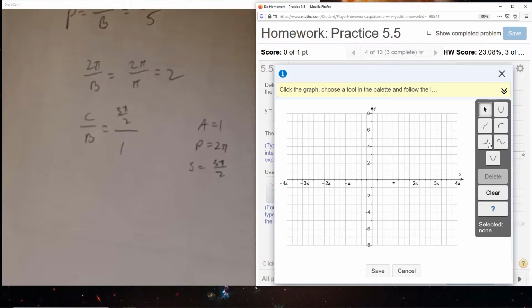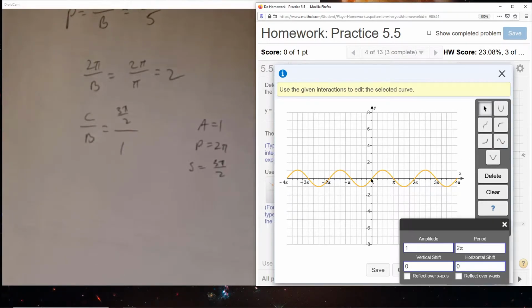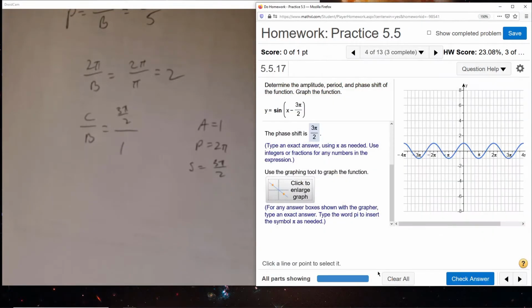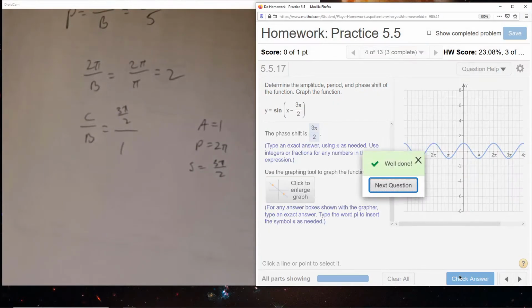Choose the sine function, and our amplitude is 1, our period is 2 pi, and our vertical shift, there isn't a vertical shift. We're talking about the horizontal shift. The horizontal shift is the phase shift. And 3 pi over 2. And that should be our answer.